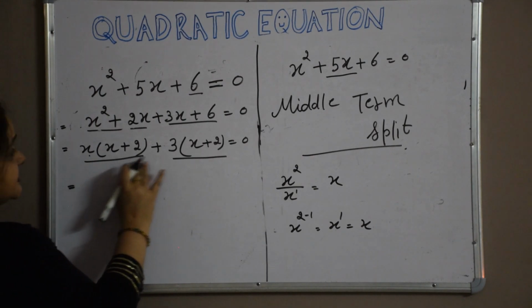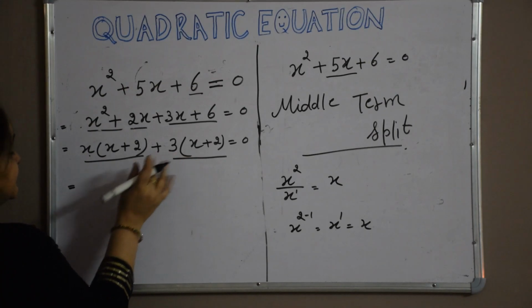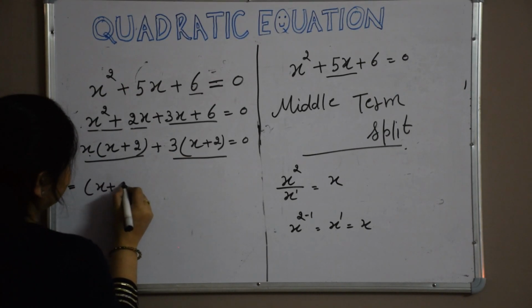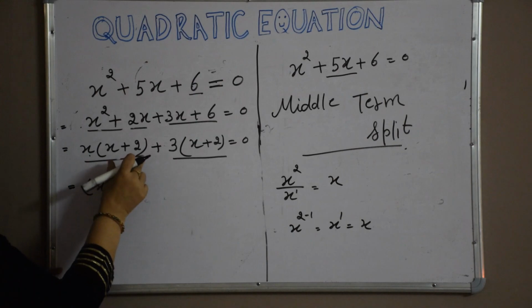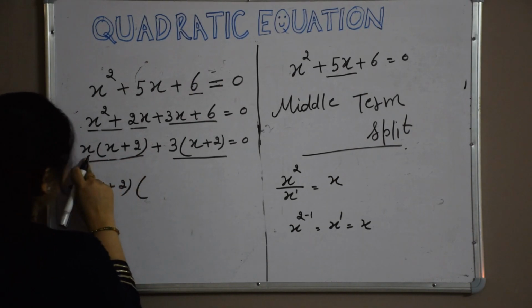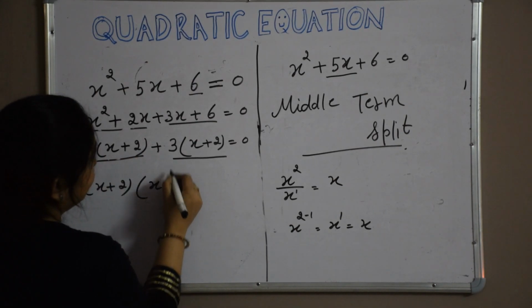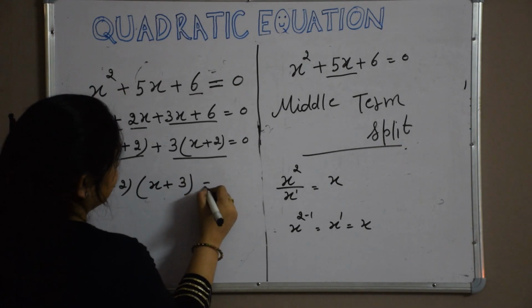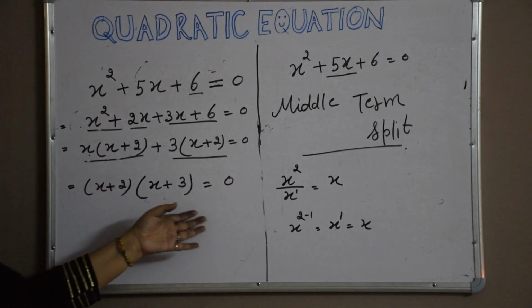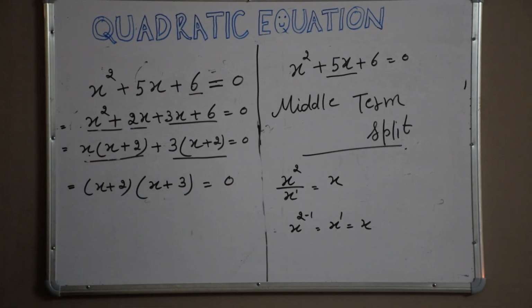So what is the common between these two terms now? X plus 2. X plus 2 is common. Whenever x plus 2 we are taking out, we are left with x, and here we are left with 3. So x plus 2 into x plus 3 is equal to 0.